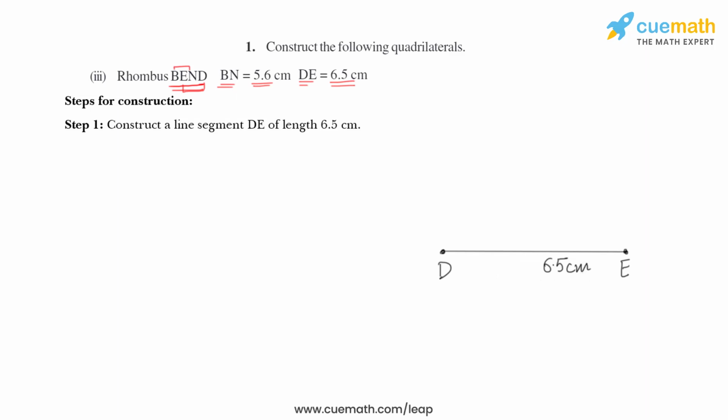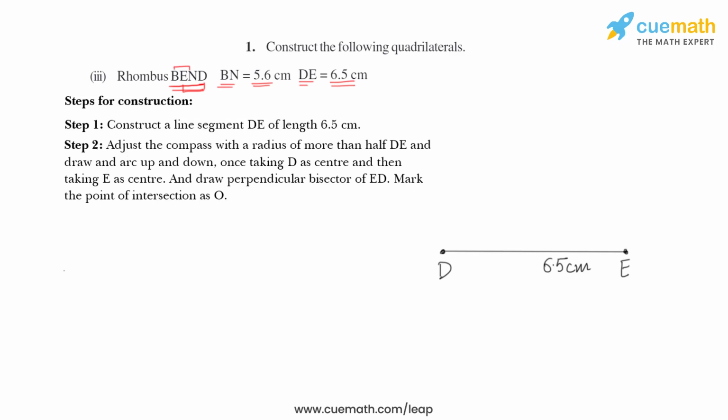This is 6.5 centimeters. Next step, adjust the compass with a radius of more than half of DE. Any radius but more than half of DE. Draw an arc up and down, once taking D as center, then taking E as center. In the same way, do it in the downward direction also.